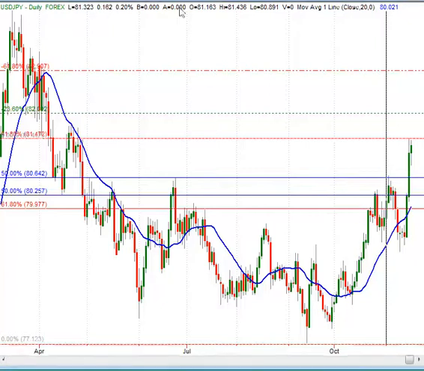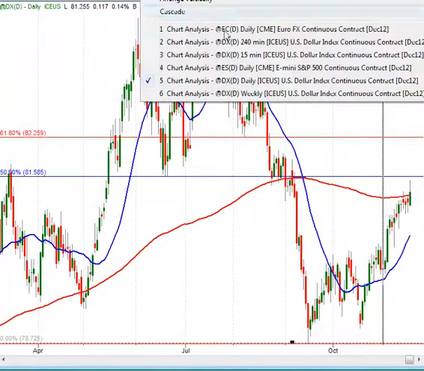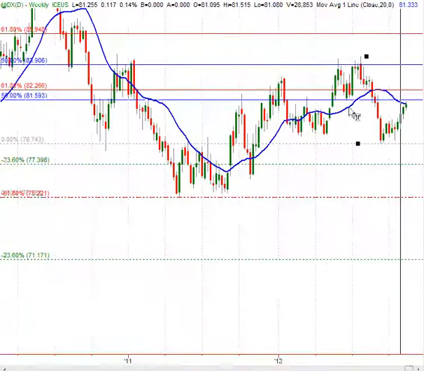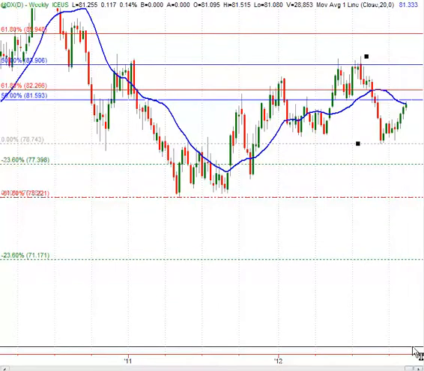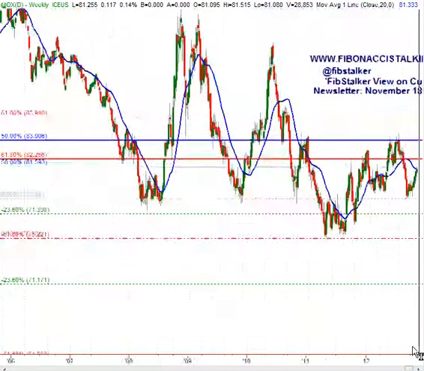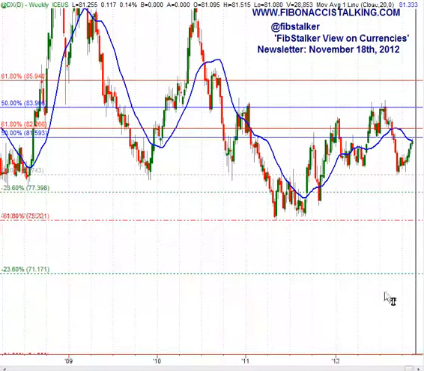I hope this is useful. This is my Fibstalker view on currencies. I'm going to publish this tomorrow along with my other articles in the newsletter.